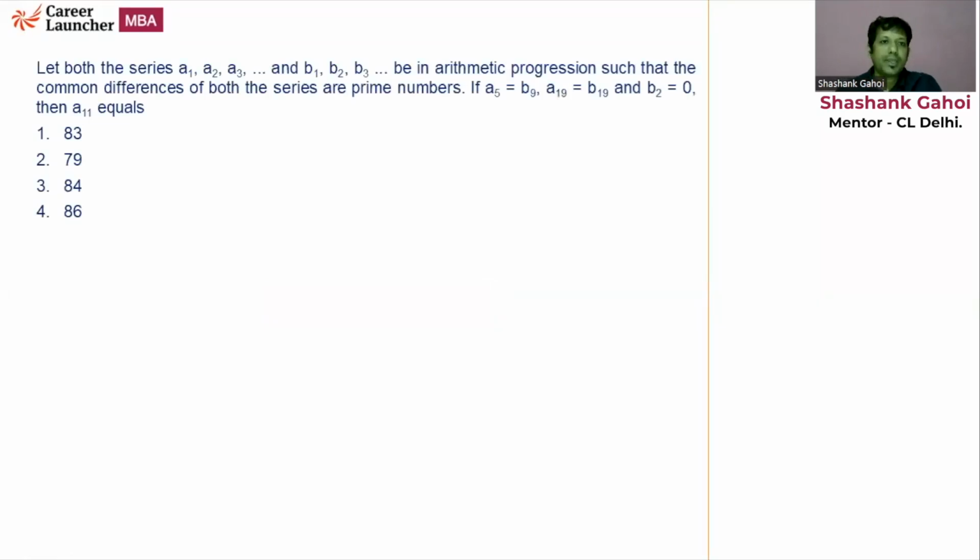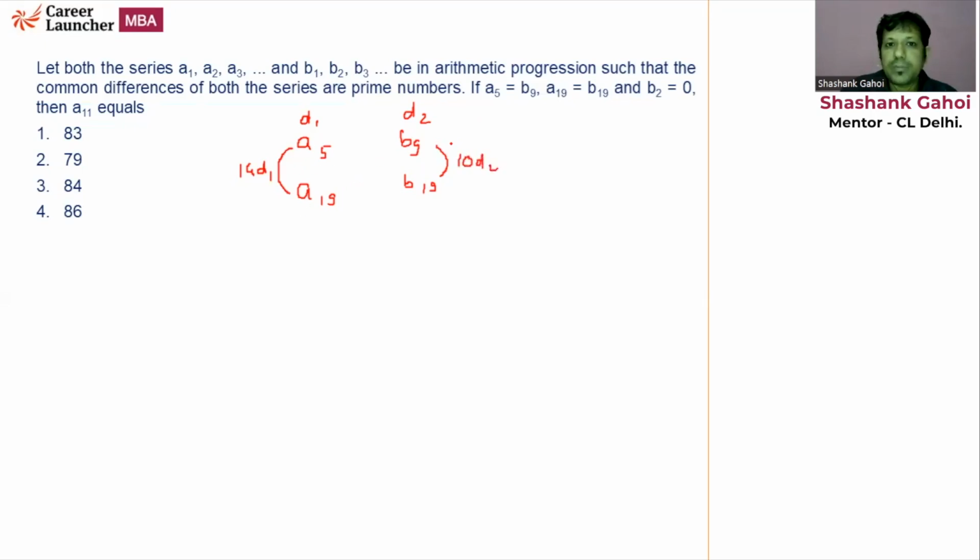There are two series, A1, A2, A3 and B1, B2, B3, and both are in AP. The common differences are given to us as prime numbers, we don't know what they are. Now, A5 is equal to B9. Let's say the common difference of this series is D1 and the common difference of this series is D2. Now, A19 is equal to B19. From A5 to A19, I am having a jump of 14 Ds. So this difference is 14 D1. This difference is 10 D2.